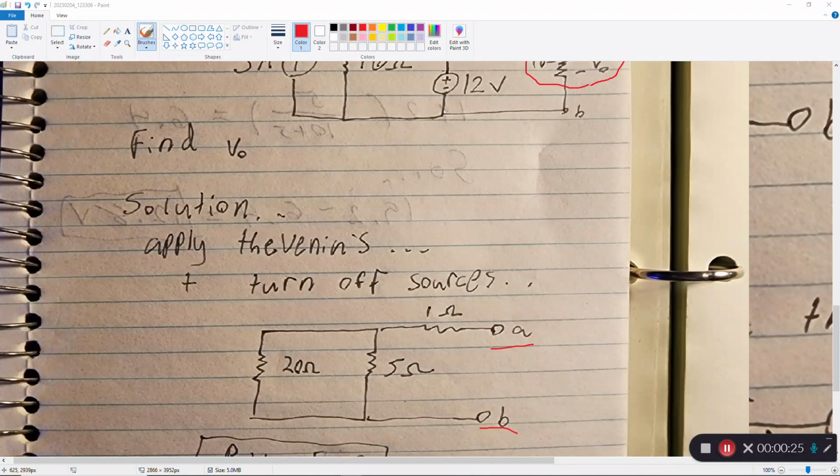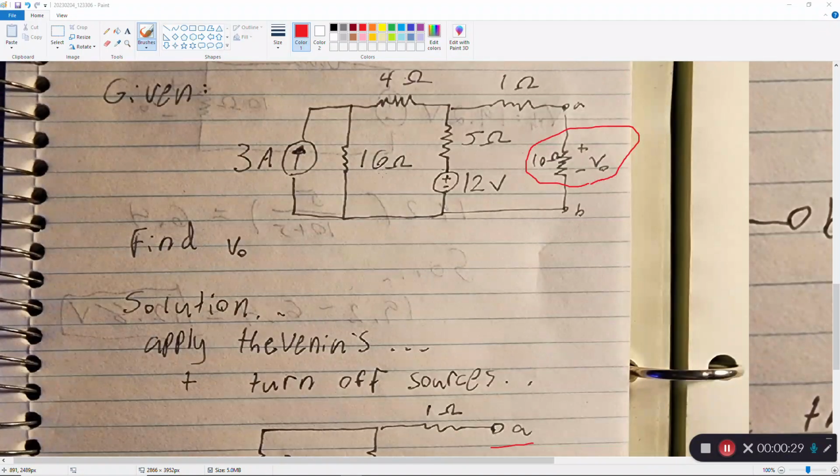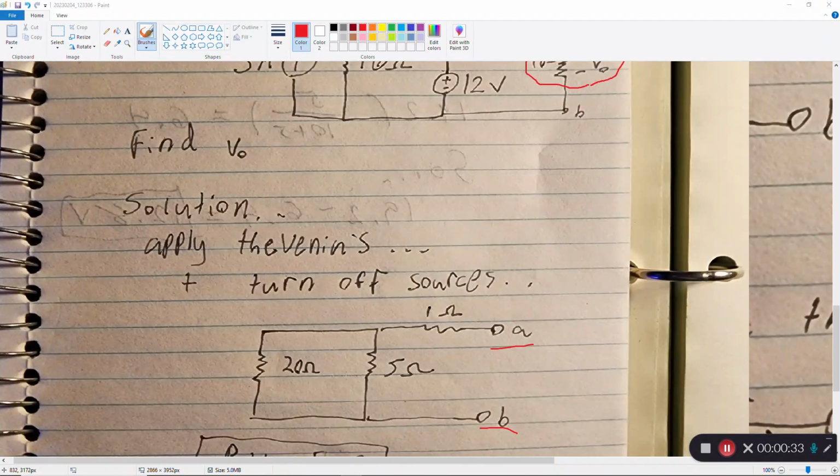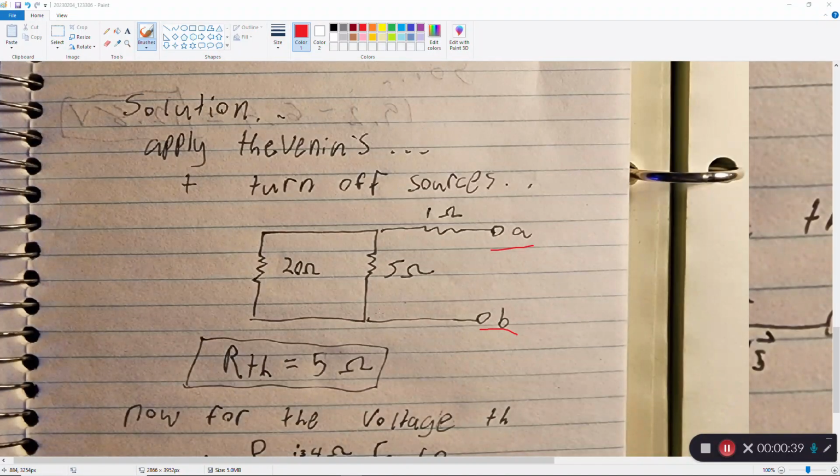Started applying Thevenin's theorem, plus turning off the sources. With the sources off, I looked at this, realized those were in series, added them together, got 20 ohms, realized these are in parallel, did 20 times 5 over 20 plus 5, which equals 4, and then I added this 1 ohm, which was then in series with it, and got a Thevenin resistance of 5 ohms.